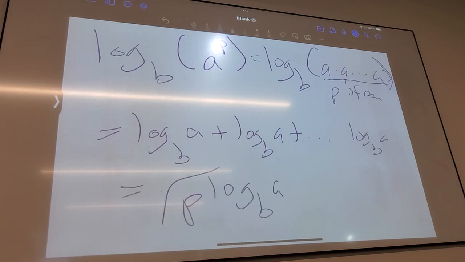I was thinking about pleather or something. The plog. What effectively happens is the power just comes down.